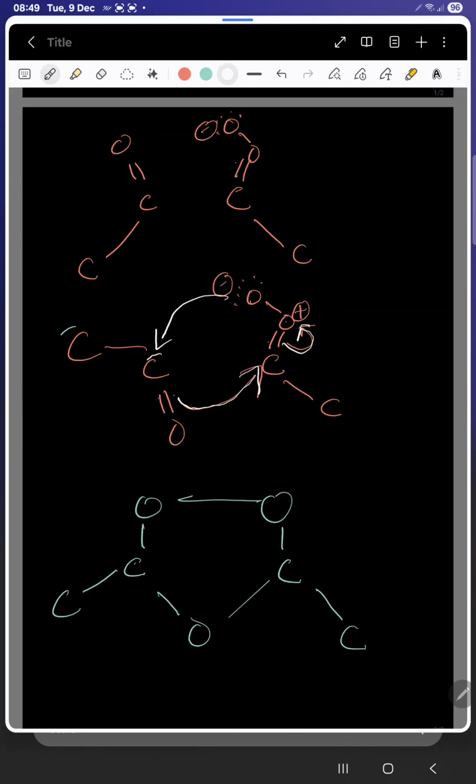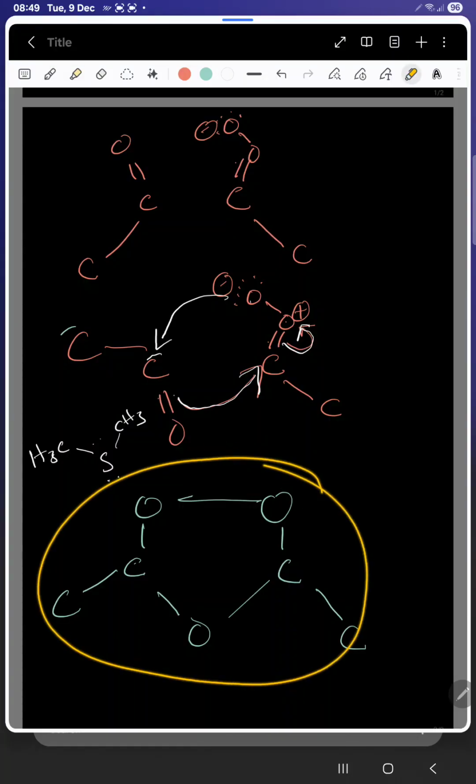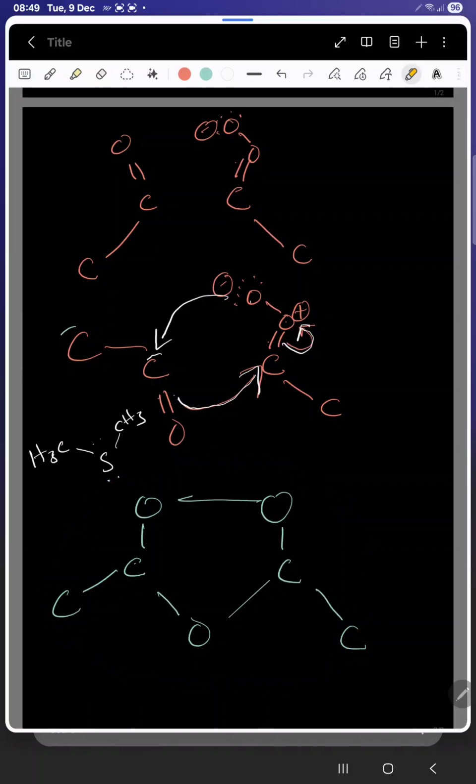Dimethyl sulfide is given as CH3SCH3, with the sulfur having two lone pairs like that. The function of the dimethyl sulfide is to remove one of the oxygens from this molecule that we formed here. So we are going to have this sulfur attacking one of the oxygens.